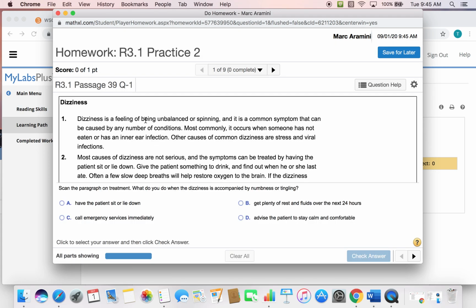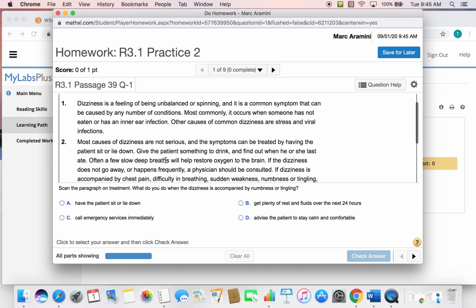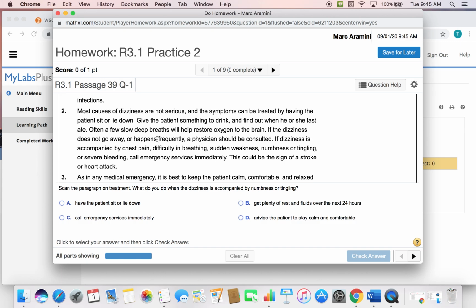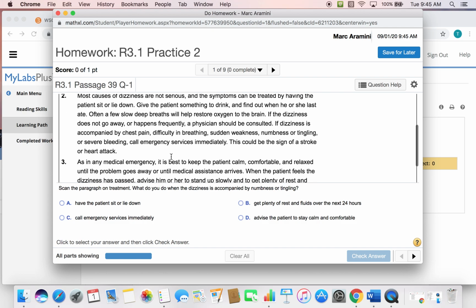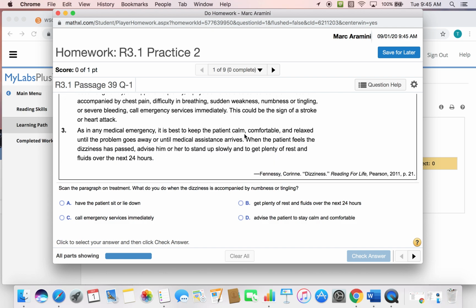Dizziness. Okay, already, right? I'm thinking, this is about dizziness. It's a feeling of being unbalanced or spinning. It occurs when someone has not eaten or has an inner ear infection. You notice I'm skimming right now. Most causes of dizziness are not serious. If the dizziness does not go away, a physician should be consulted. Numbness or tingling, sign of stroke. As with any emergency, keep the patient calm, comfortable, relaxed. When they feel the dizziness is past, stand up slowly, get plenty of rest. So I just skimmed it. You'll want to go back and actually read it more carefully.